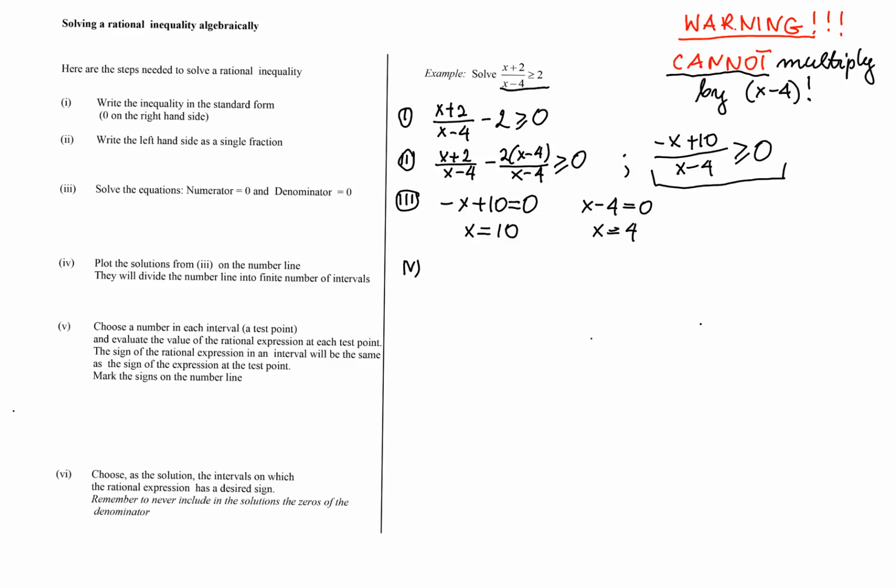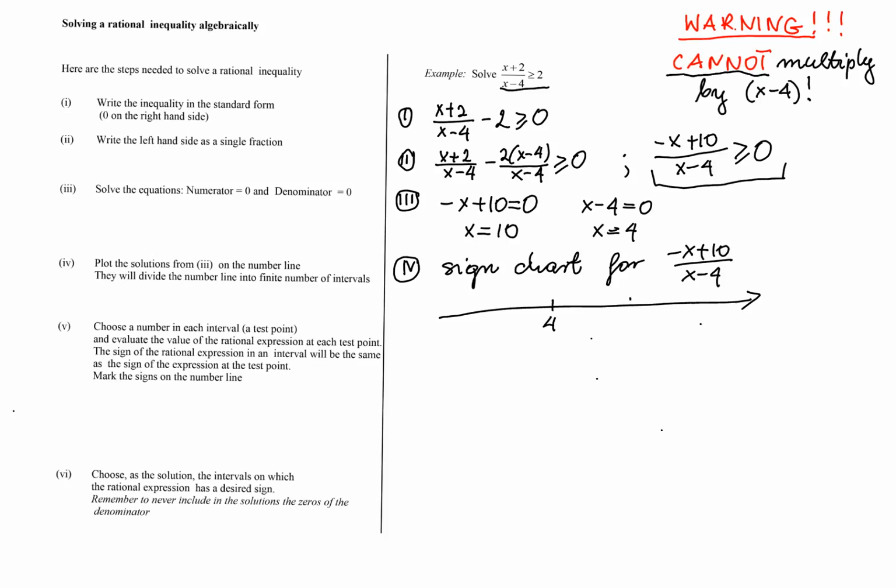In step 4 and the following, we are going to make the sign chart for the expression on the left-hand side of our inequality, and therefore a sign chart for (-x + 10)/(x - 4). That sign chart starts with drawing a number line and plotting the points obtained in step 3. So these are 4 and 10 in that order. The number 4 has to be excluded from our consideration because it makes the denominator 0. So 4 can never be included in the solution of the inequality.